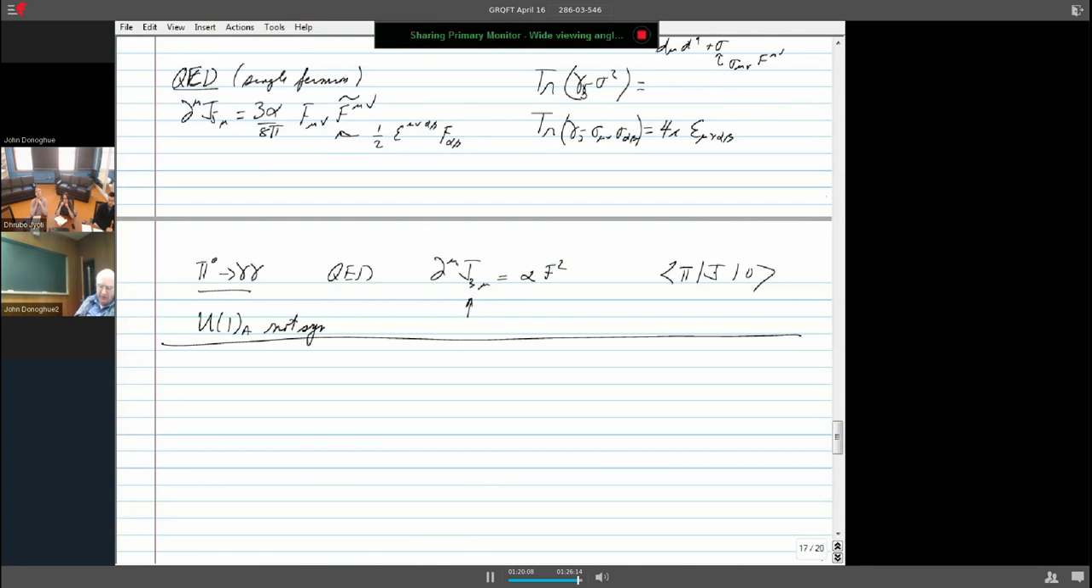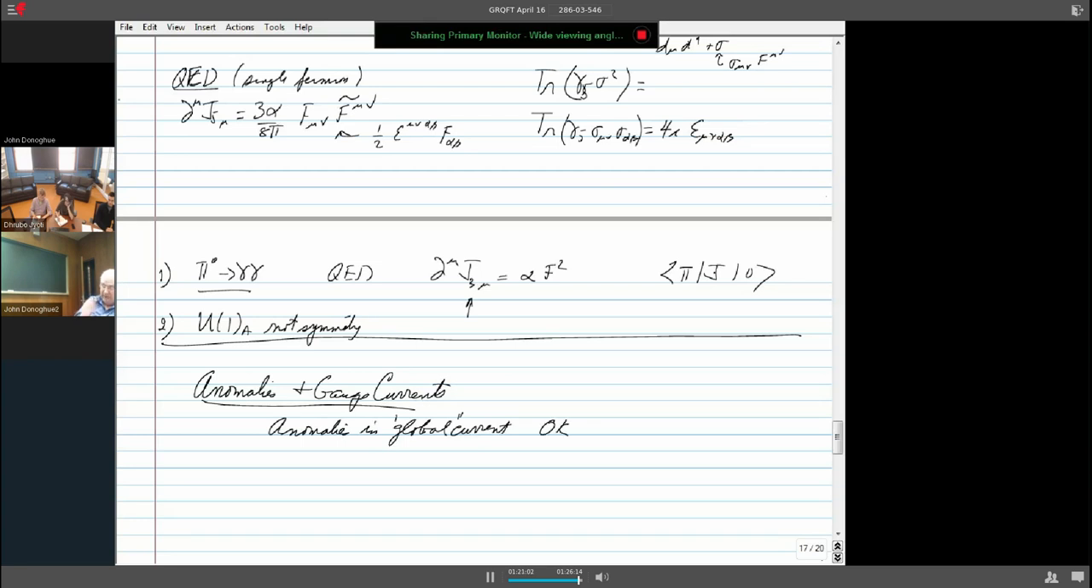So what's the phenomenology of this? There are two pieces of phenomenology. One is the case of E&M, pi zero goes to two gammas. That's from the QED one, where the divergence of the axial current is alpha F squared, so this leads to pi naught to two gammas. It takes a little work to get there, but basically there's a matrix element of the axial current with the pion, and then this piece gives me the two photons.